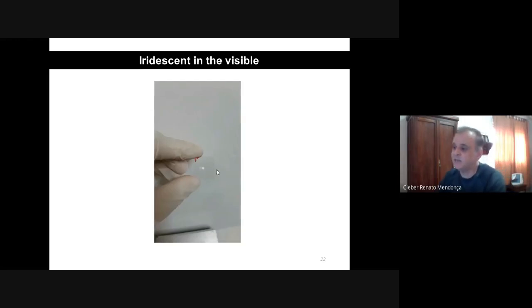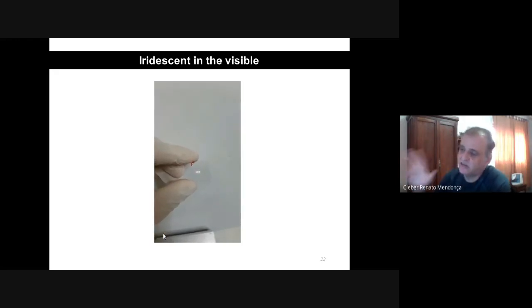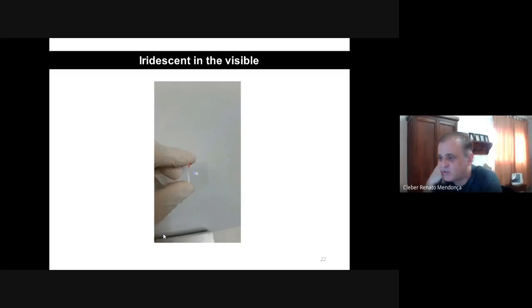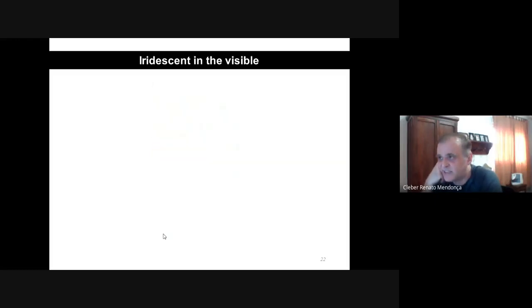So the last thing I would like to show you is how it looks when you look at this structure with the naked eye. So this video, that's our metasurface. As you can see, depending on the angle, with just white light incidence, you see different colors. So that's the iridescence of our structures.